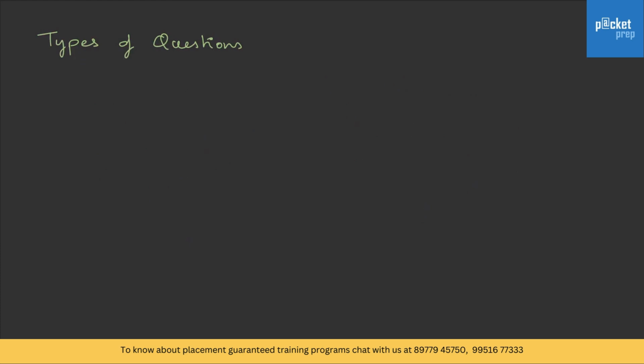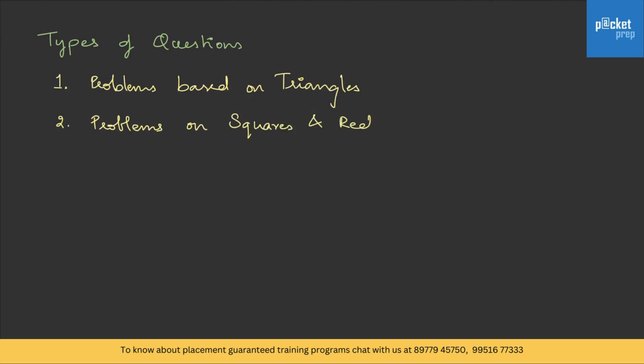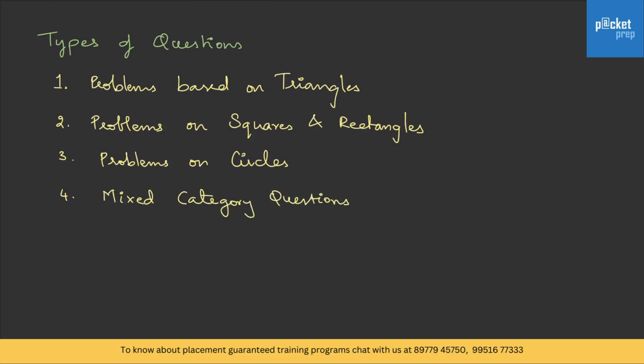Now let's look into the type of questions asked from this topic. The first type is problems on triangles. Second one is problems on squares and rectangles. And third is problems on circles. The last one, the fourth one, is mixed category questions. Something like they'll give you the area of a square and a circle or a triangle and a rectangle, where one of the figures is inscribed into the other figure and so on.